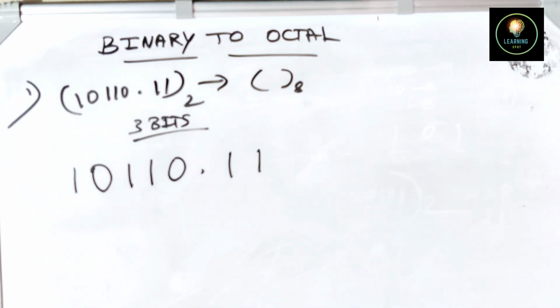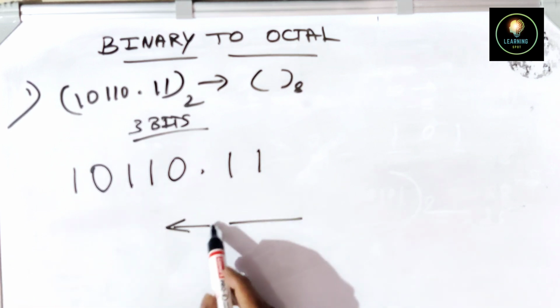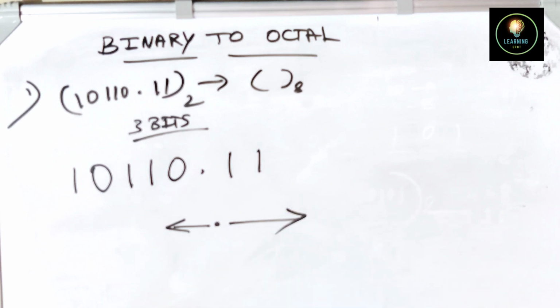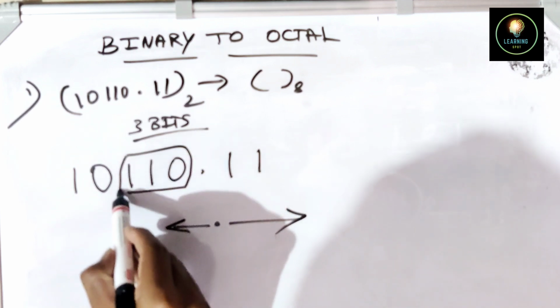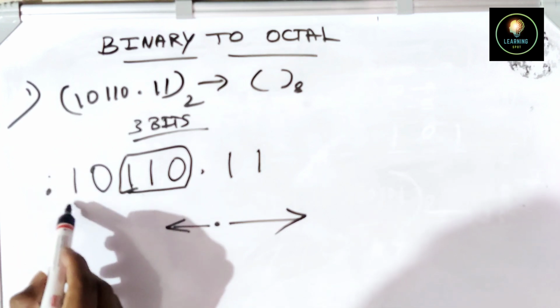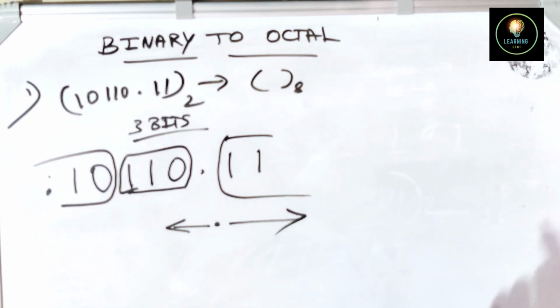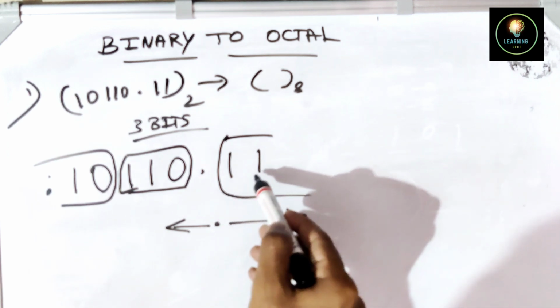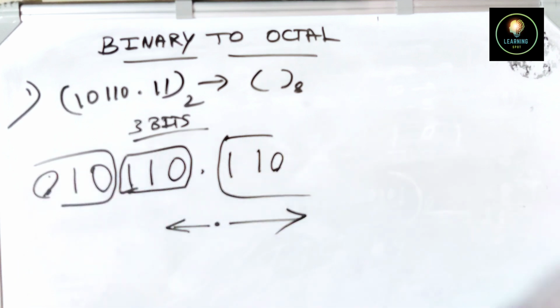10110.11. Now group 3 bits in this direction before the point, and after the point in this direction. Very simple. Group 3 bits here. First group has only 2 bits, we will consider it as 0. Okay, here 1 bit. So after the point we will group in this direction. Only 2 numbers are present, we will consider this as 0.